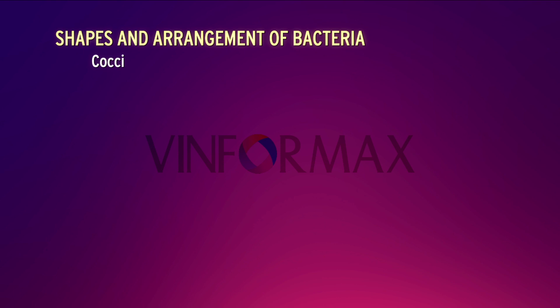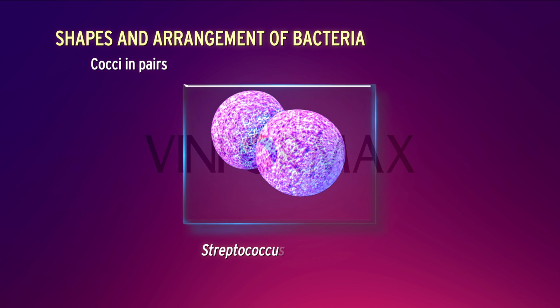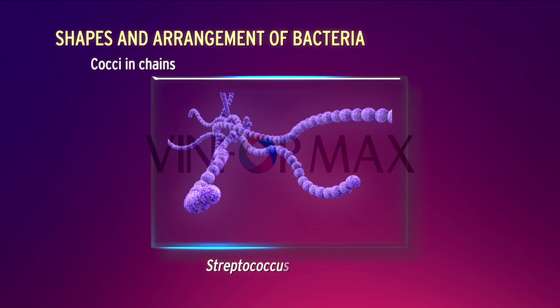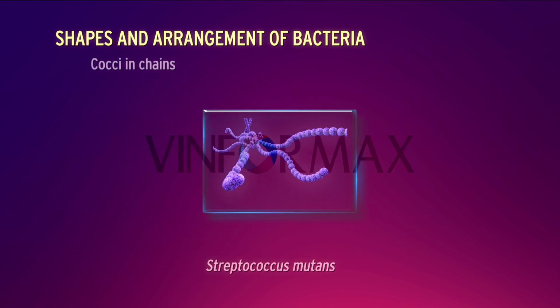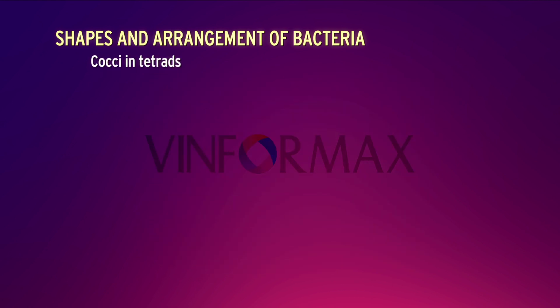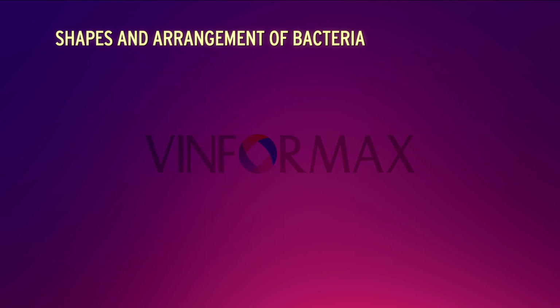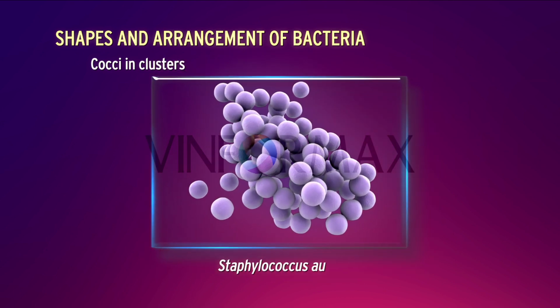Cocci. These bacteria are spherical in shape and are seen to occur in different arrangements. Cocci in pairs such as Streptococcus pneumoniae. Cocci in chains such as Streptococcus mutans. Cocci in tetrads such as Gaffkia tetragena. Cocci in clusters such as Staphylococcus aureus.